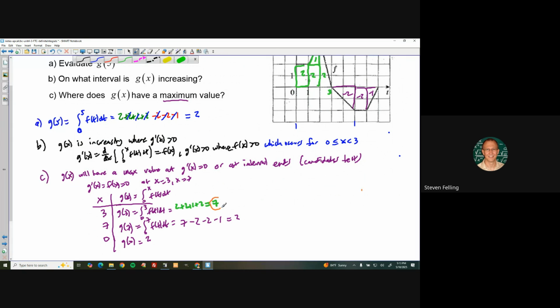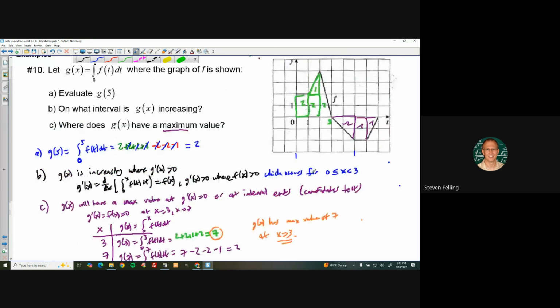So they asked me, where is this function maximum? So it's maximum here. We can say it this way: g of x has maximum value of 7 at x equals 3. We're really being asked about where the maximum occurs. And that makes sense, because as you're increasing x, the area keeps increasing and increasing until it gets to here. Once the function goes negative, the overall accumulated area starts to decrease. So it makes sense that this would be the location when the area is maximum.